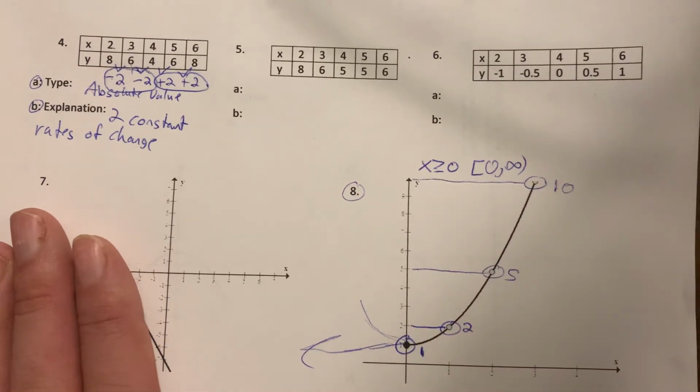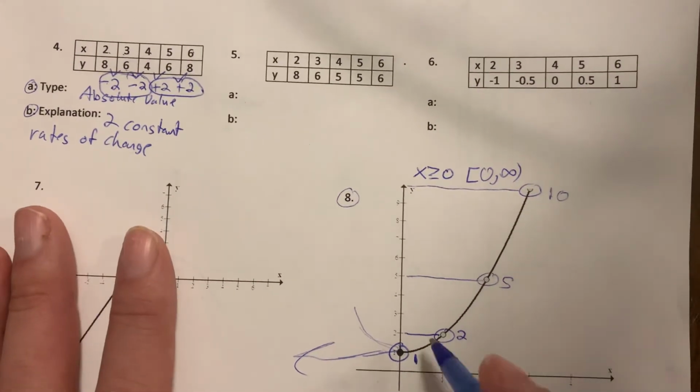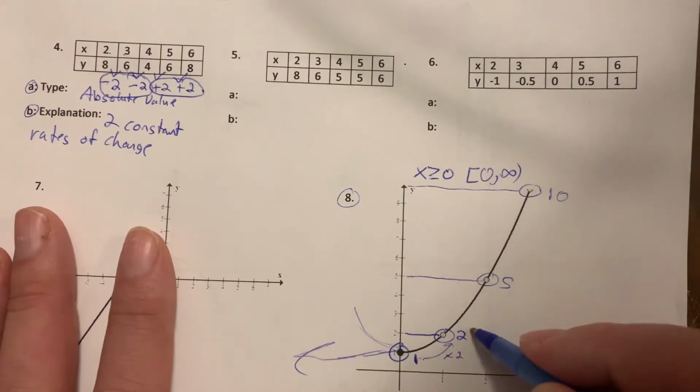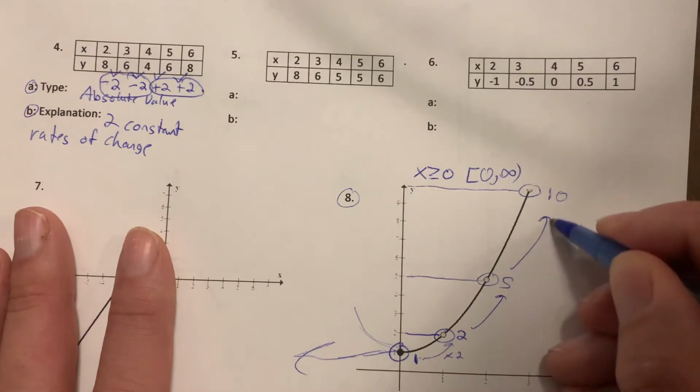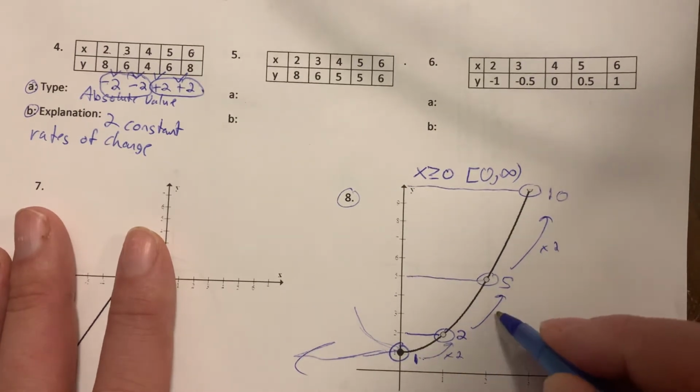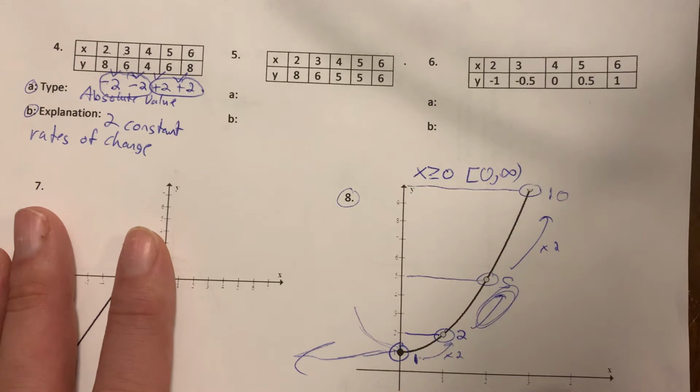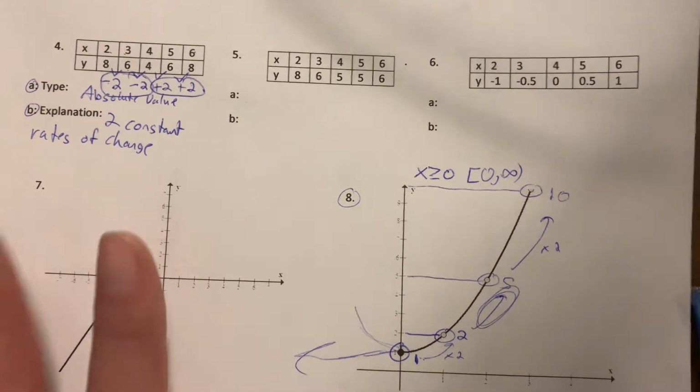I find exponential a little bit easier to look for than quadratic. So I'm looking for a constant multiplier, and this is times 2. But this is not times 2. But then this is times 2. So it almost looks like a constant multiplier except for this part right here. So let's see if it's quadratic.